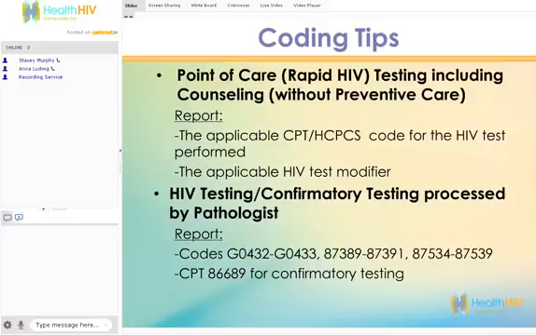Point of care rapid HIV testing without preventive care. So same thing, you would select the code based on the methodology and you would select the appropriate modifier. If it's an HIV testing or confirmatory test processed by a pathologist, then you would report the confirmatory test code 86689. So here are your HIV testing codes that can also be reported by pathologists, and then this code 86689 is specific to just the pathologist.